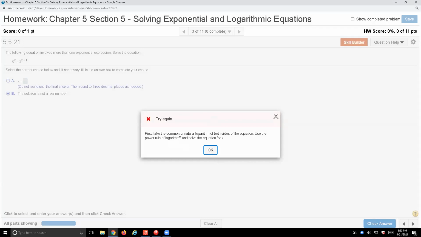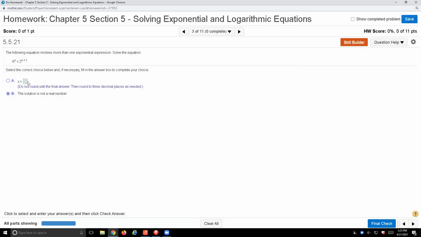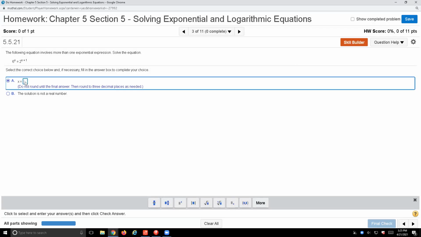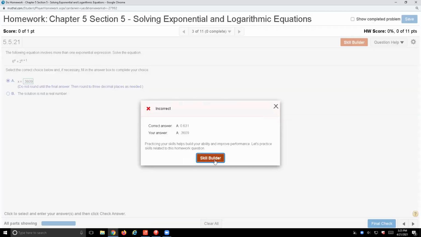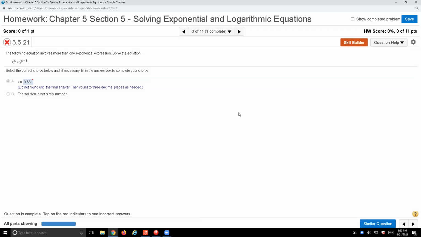We did take the common log or natural log of both sides, so we did that. I think they want us to work it out step by step. They want you to put a number in. It's going to be 0.6309, I believe. I may have punched in the wrong numbers. So they want us to put an actual number.